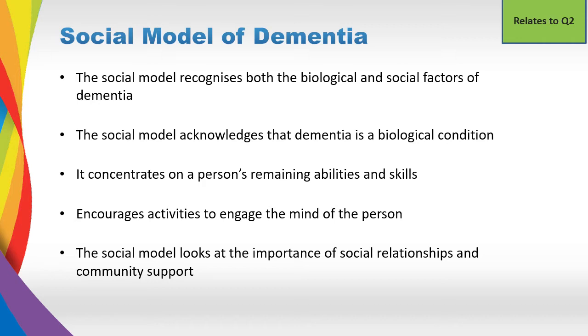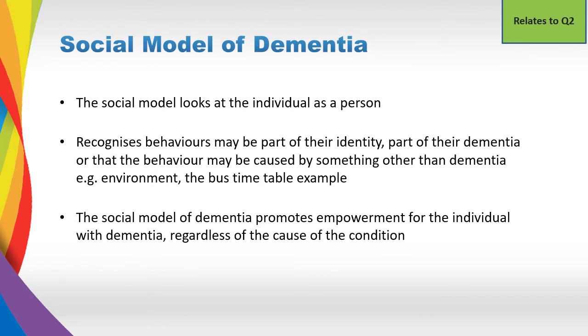The social model looks at the importance of social relationships and community support. So rather than going in and giving a person a pill and hoping that it cures them of dementia, instead we're going to try and socialise them and give them lots of support within their community. Perhaps that means taking them out shopping, letting them have the ability to plan their own meals, for example.